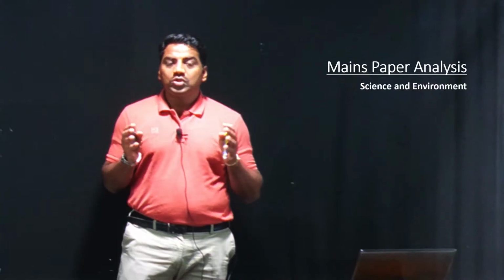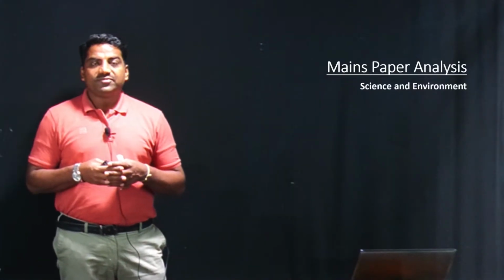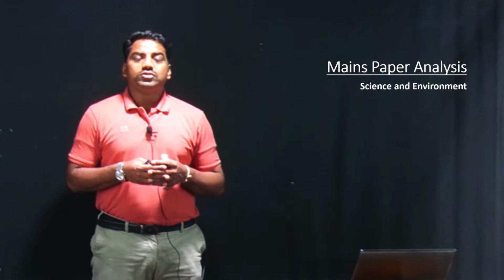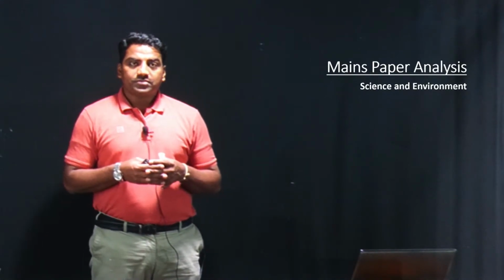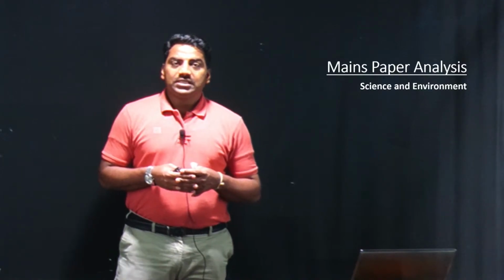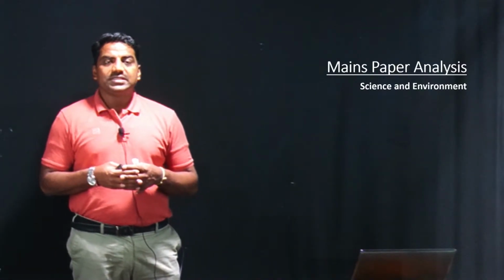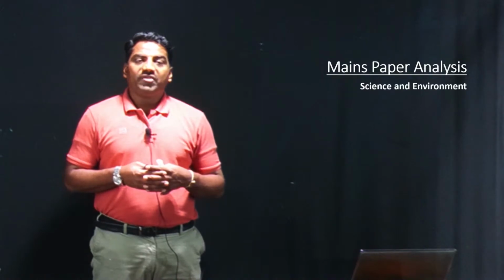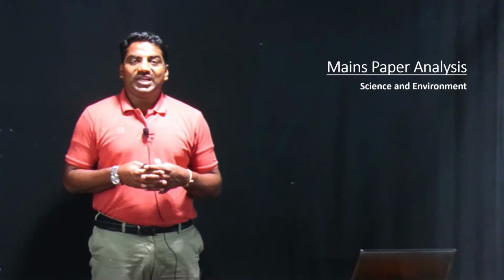When it comes to the combined weightage of science and environment, usually we get around 5 to 6 questions from both these sections. 5 to 6 questions, where the marks range varies from 60 to 75.